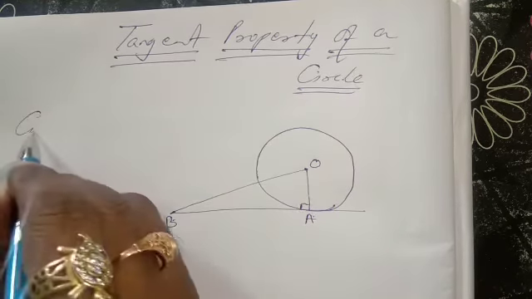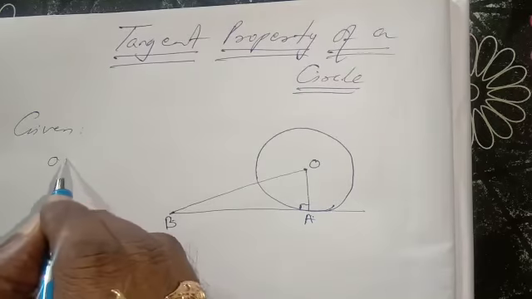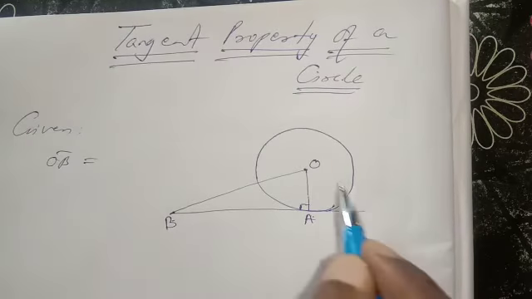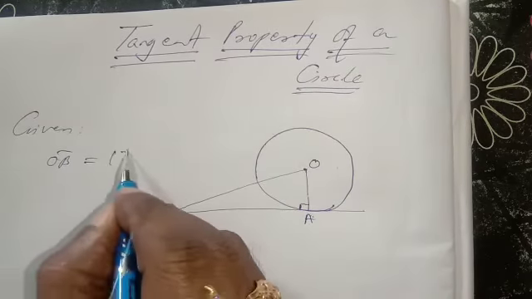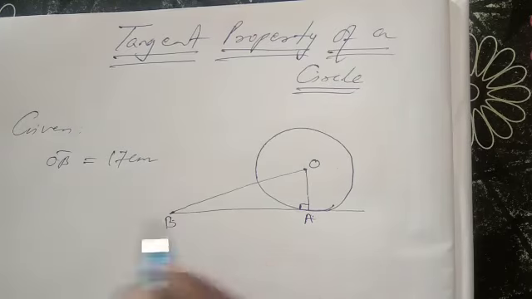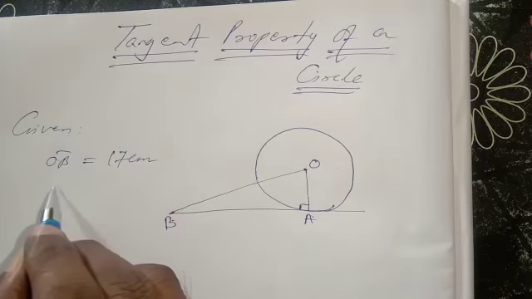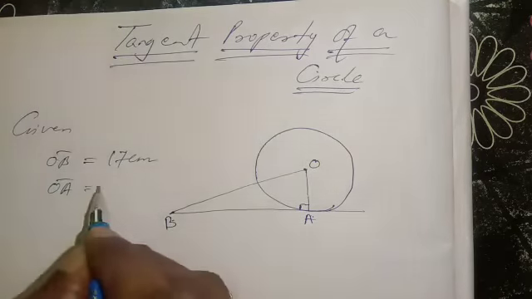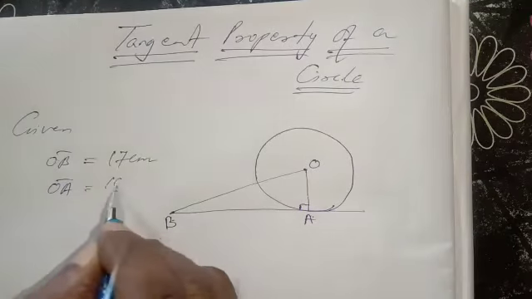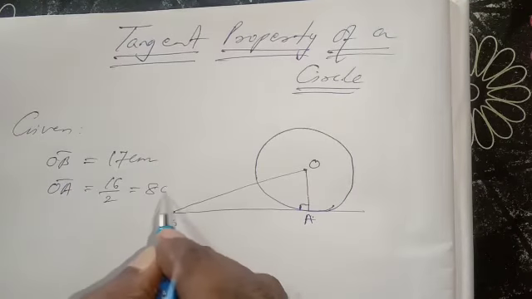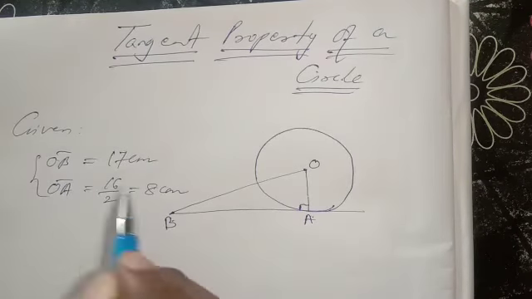That means in this question number 1, the distance OB from the center to the point is given as 17 centimeter. The radius of the circle, that is OA, you have to find out. Diameter is given as 16 centimeter. Half of the diameter will give you the radius, that is 16 by 2, 8 centimeter. And we have to find out the length of the tangent.